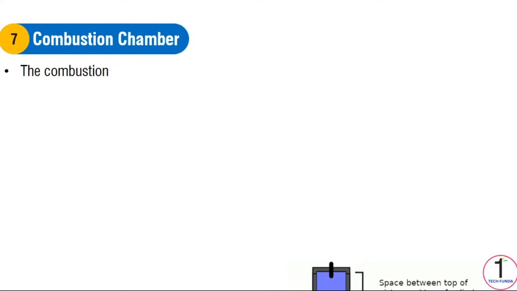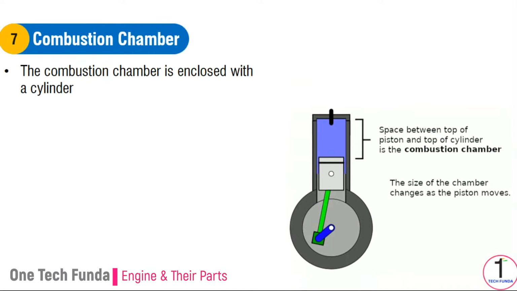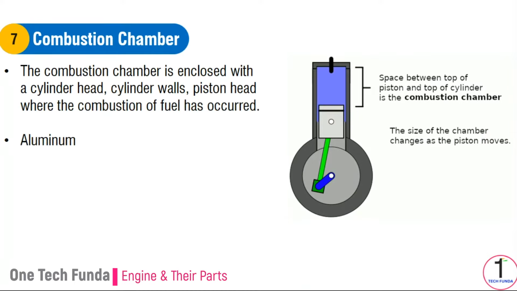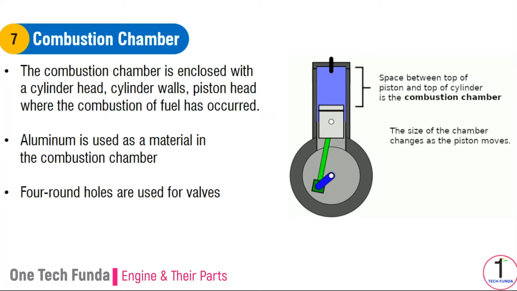Combustion chamber. The combustion chamber is enclosed by a cylinder head, cylinder walls, and piston head, where the combustion of fuel occurs. Aluminum is used as a material in the combustion chamber because it dissipates heat better than cast iron. In the combustion chamber, 4 round holes are used for valves to reside.